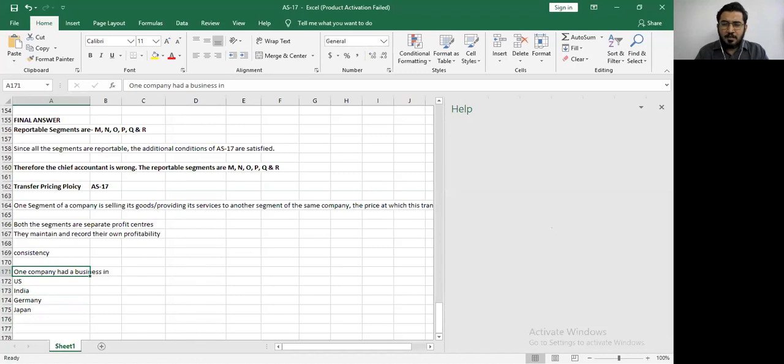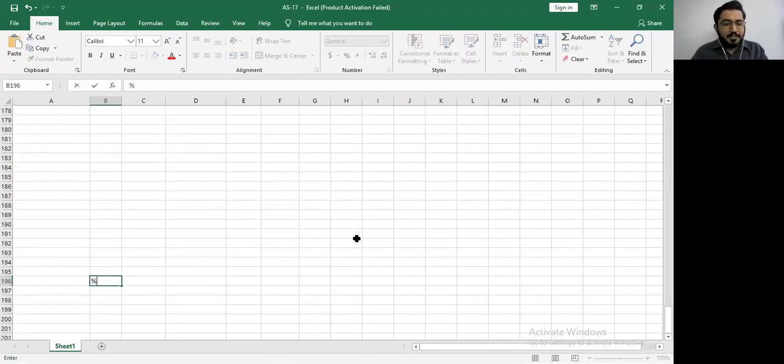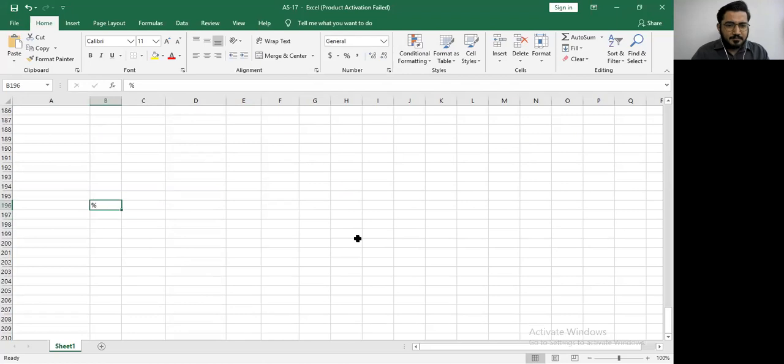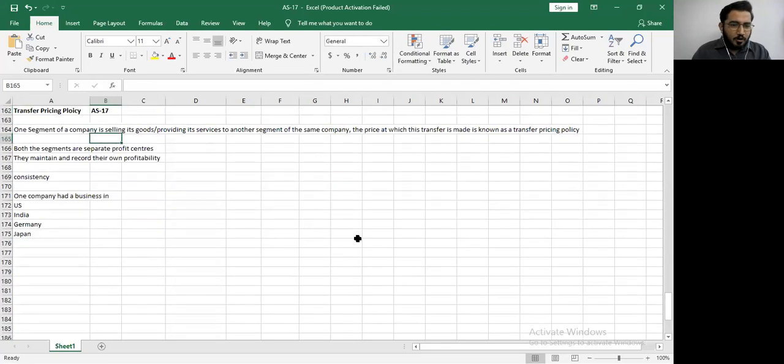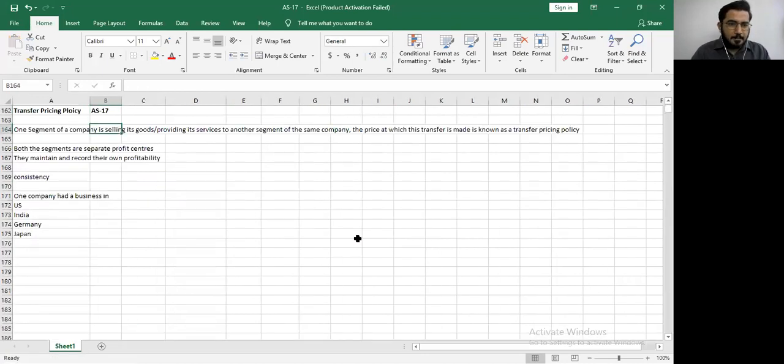Now see what happened in this case. Let's understand. They tried to find out the tax rate in India. In India, you have a 30% tax rate. They tried to find out the tax rate in Germany. It was 10%. Then in Japan, it was 5%. And in US, it was 15%. Which means they tried to decide that India is a country where we should show lesser profits.